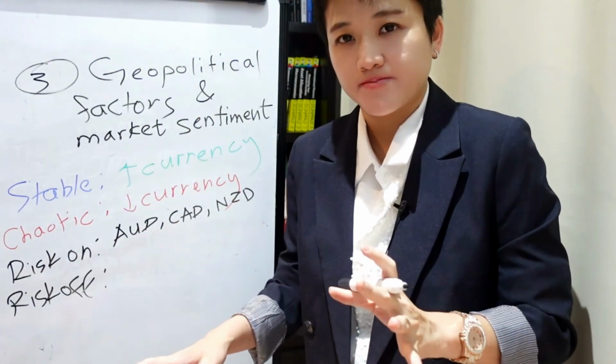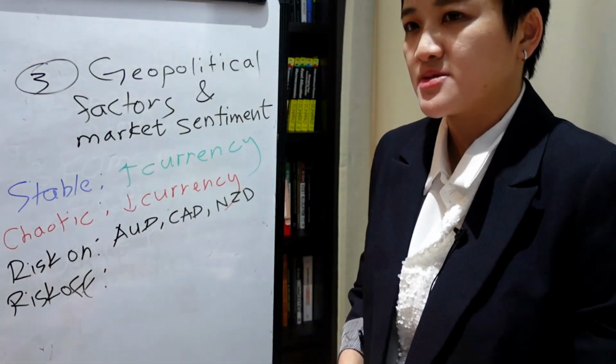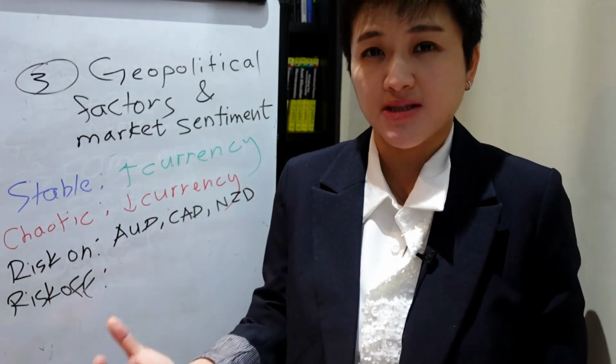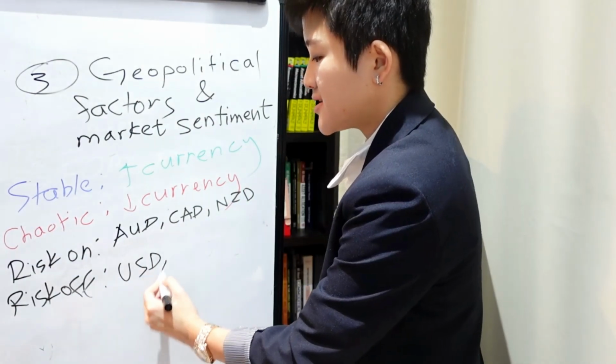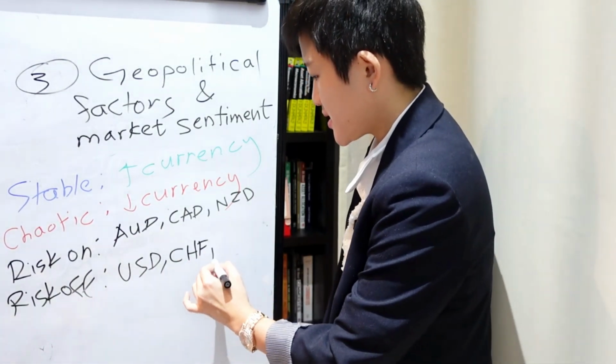Risk-off currencies, meaning the safe haven currencies. So what are safe havens? Basically, they are assets that people are going to buy during bad times. For example, bonds. USD is seen as a safe haven currency. Swiss franc is seen as a safe haven currency, as well as yen.